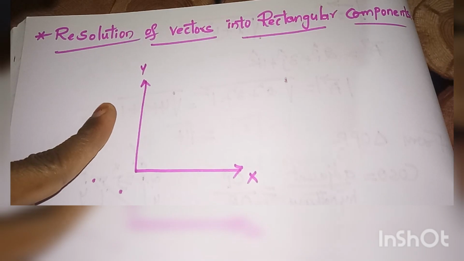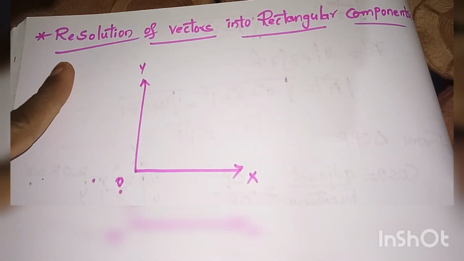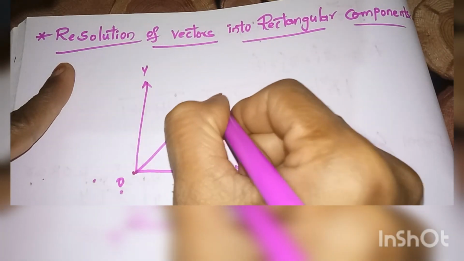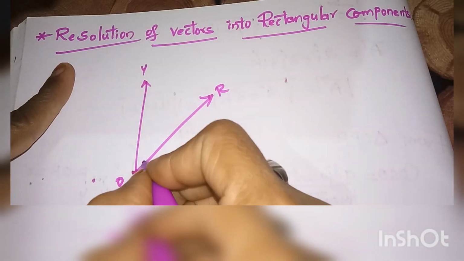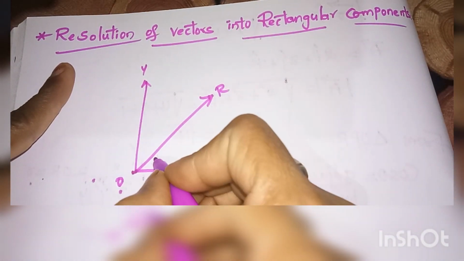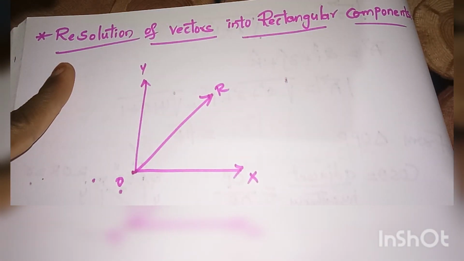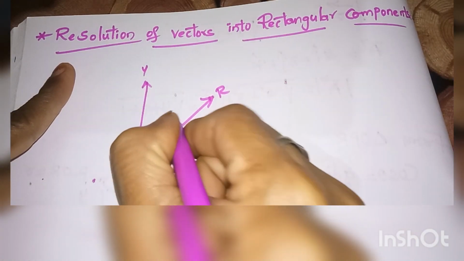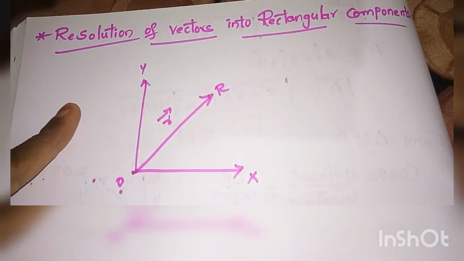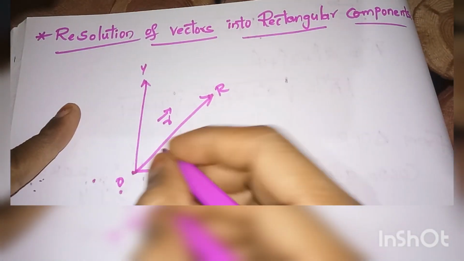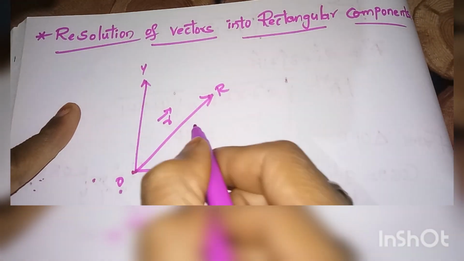xy plane, and this is the origin. So let us consider an object is moving from origin to this point R. So this represents magnitude and this is the direction. So consider it as a position vector r bar. So this is a position vector r bar, and the magnitude here is considered as r.